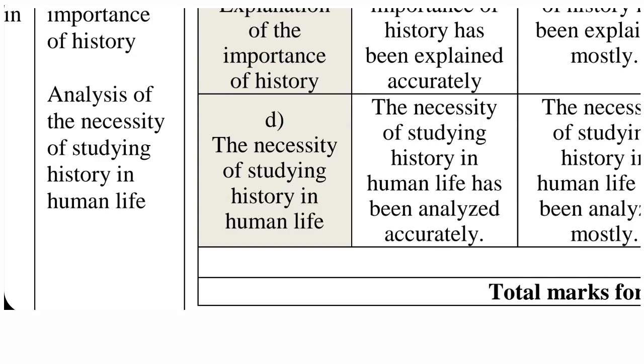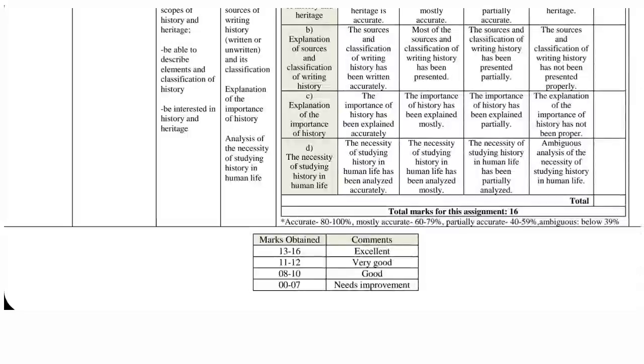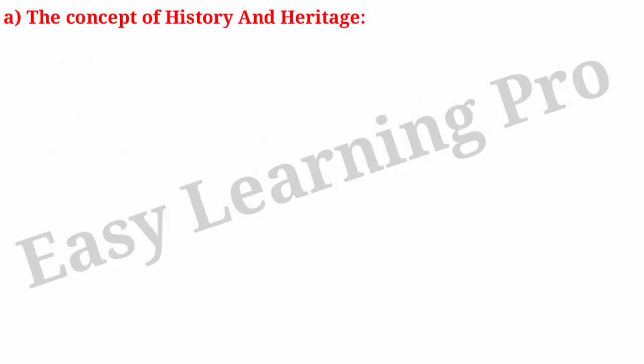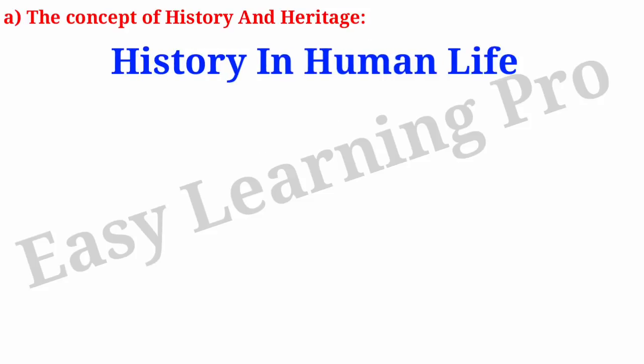In this video, I'm going to provide you a sample answer based on this question. Okay, let's see the answer. As we are going to write an essay, at first we have to write a proper title. So I'm giving a title first, History in Human Life. Then we have to answer the first question, that is the first indicator, the concept of history and heritage.